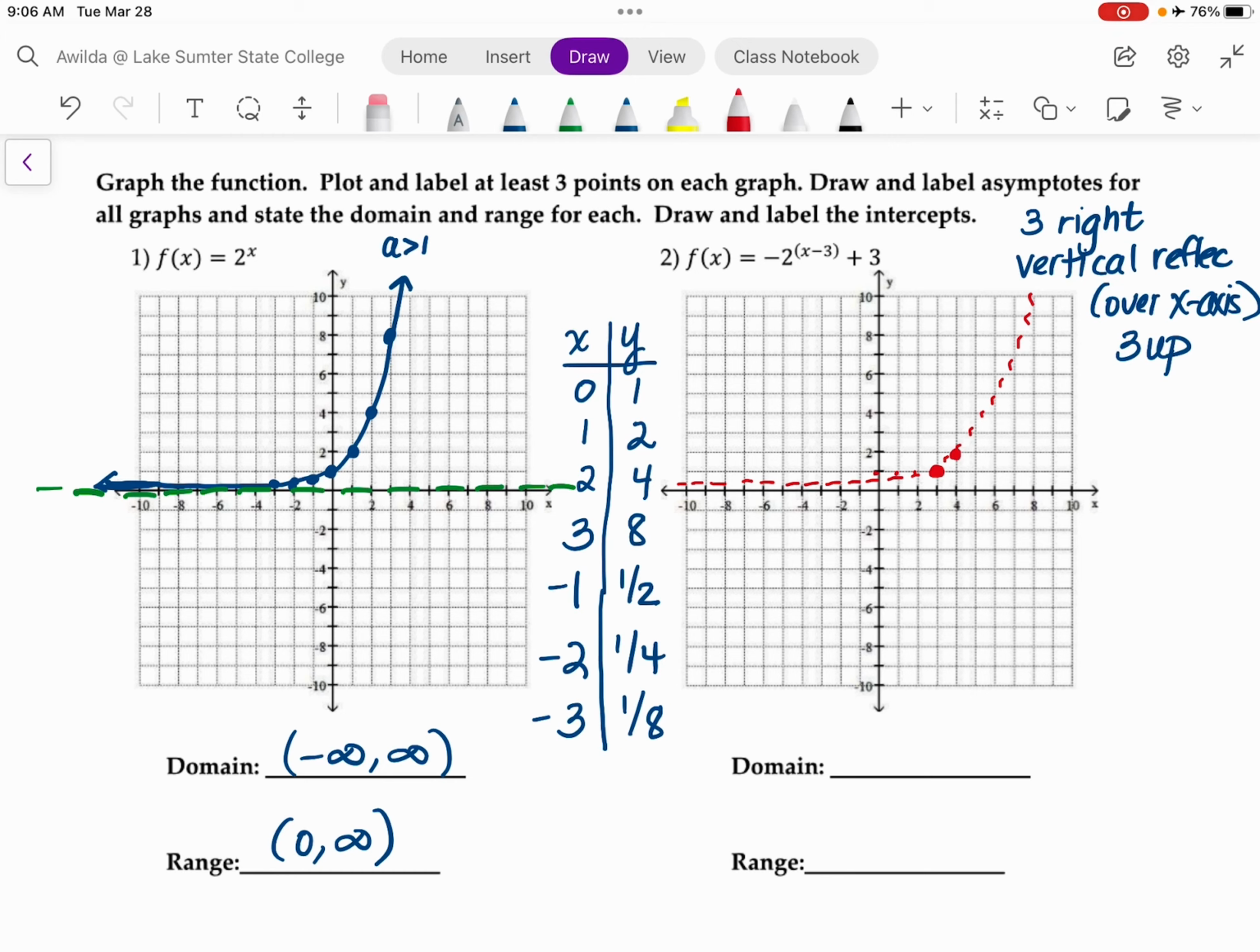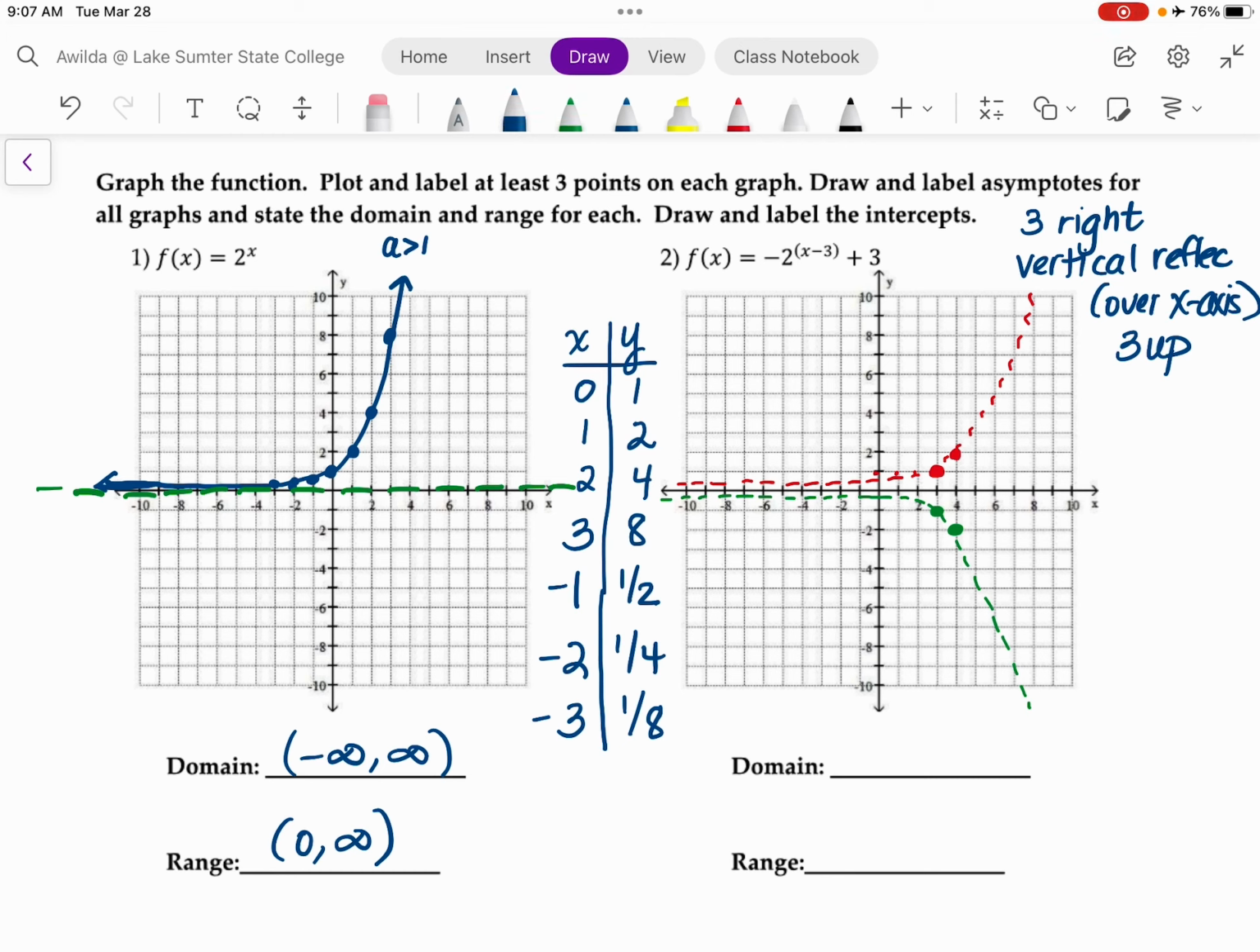Next, we have to do a vertical reflection over the x-axis. So I'm going to go ahead and reflect the points across the x-axis, and I have a couple of guiding points here, but in general, it'll look something like this. It's not exact, but it's pretty close. Then we are going to move everything up 3 units.